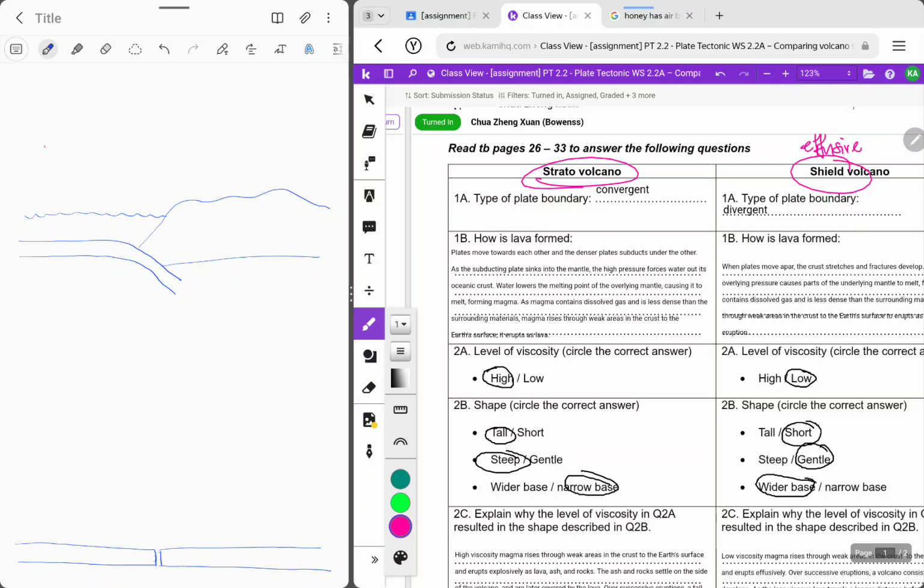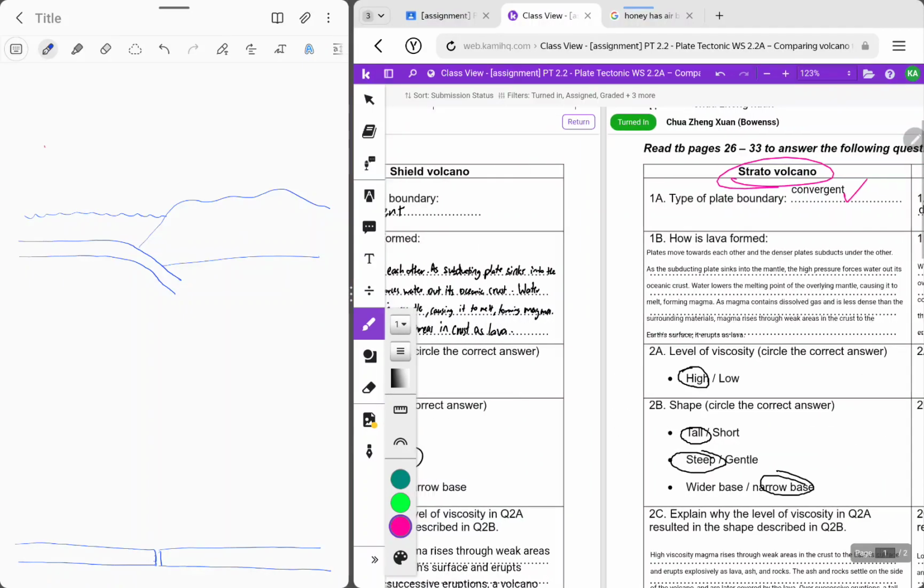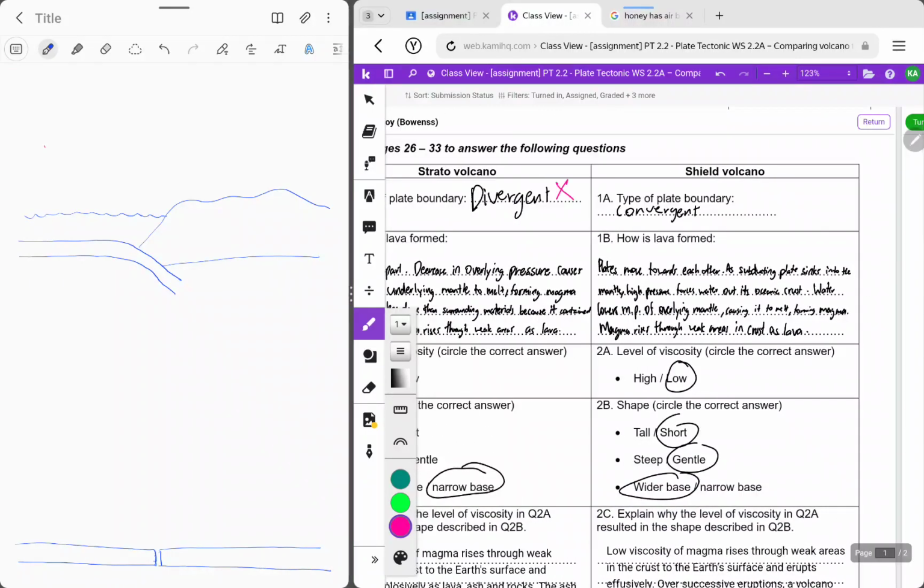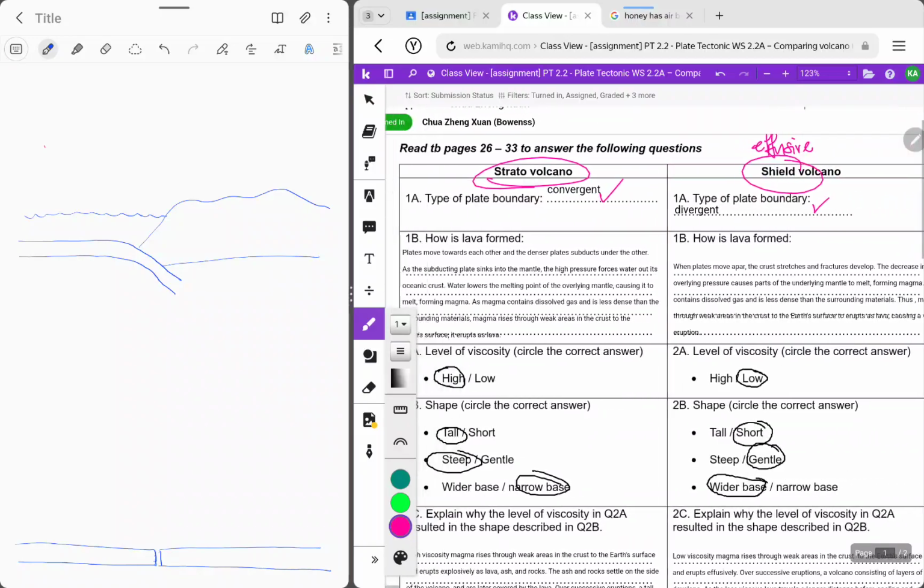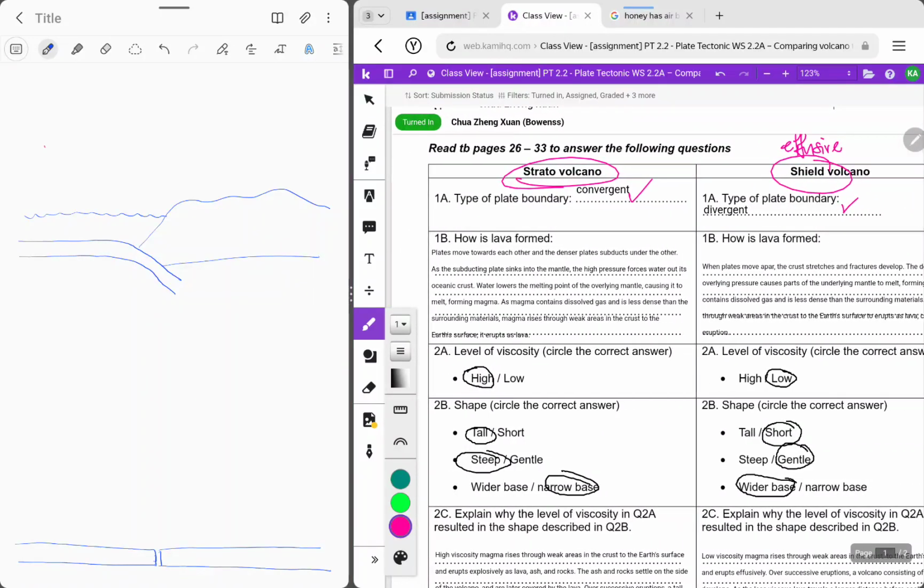So I already started off giving you the hint. The main reason why is because of the type of boundary that it comes from. Okay, so if you imagine here, the type of plate boundary for a stratovolcano is convergent versus a shield volcano which is divergent. Okay, so Bhavik, you're wrong, huh? It's balik.